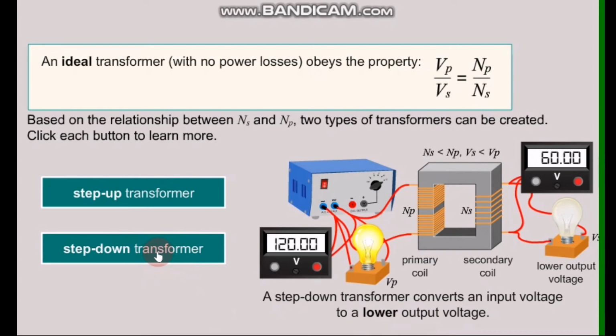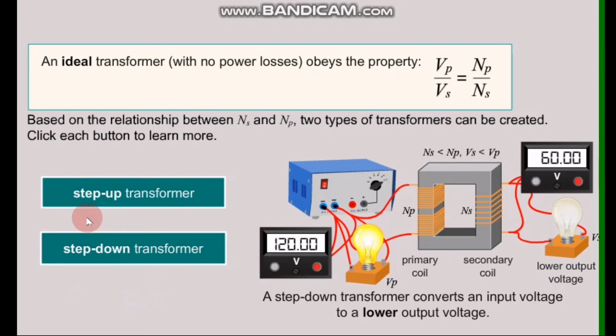While for step-down transformer, this part again connects to the primary circuit, while this one connects to the secondary circuit. And since the output voltage is lower, you can see that the light bulb connected to the output circuit is dimmer. So what is a step-down transformer? It is a transformer which converts an input voltage to a lower output voltage.